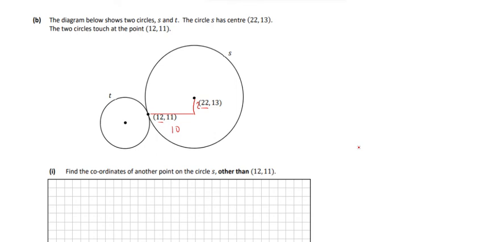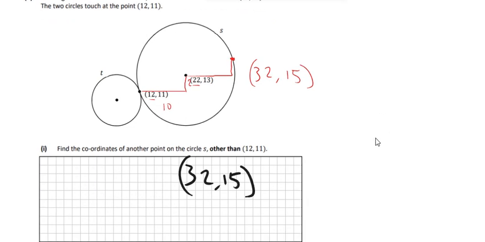So all you have to do is do the same thing again, and it has to give you the point here. If you go across the same distance again and up the same distance again, it makes a diameter with the three points. So let's go across 10, and the x coordinate would be 32. Let's go up 2 from 13, and that would be 15. So (32, 15) has to be a point on the circle. So that's an easy way of doing it.